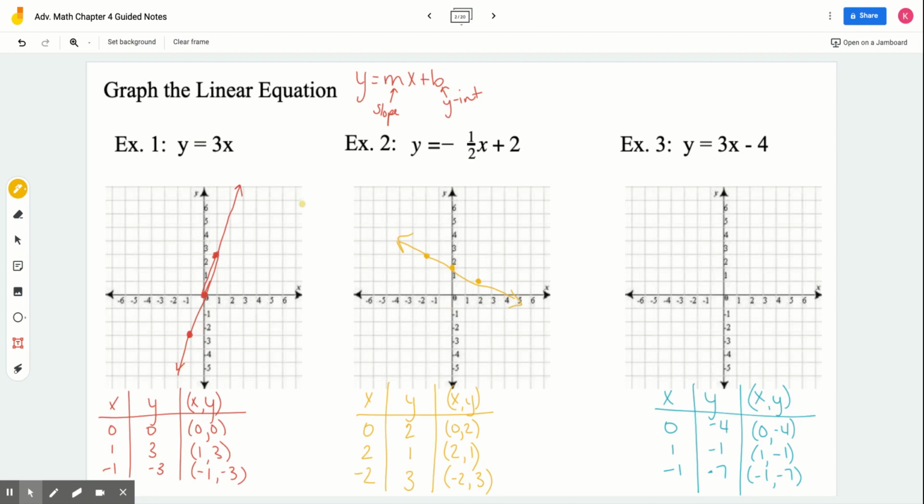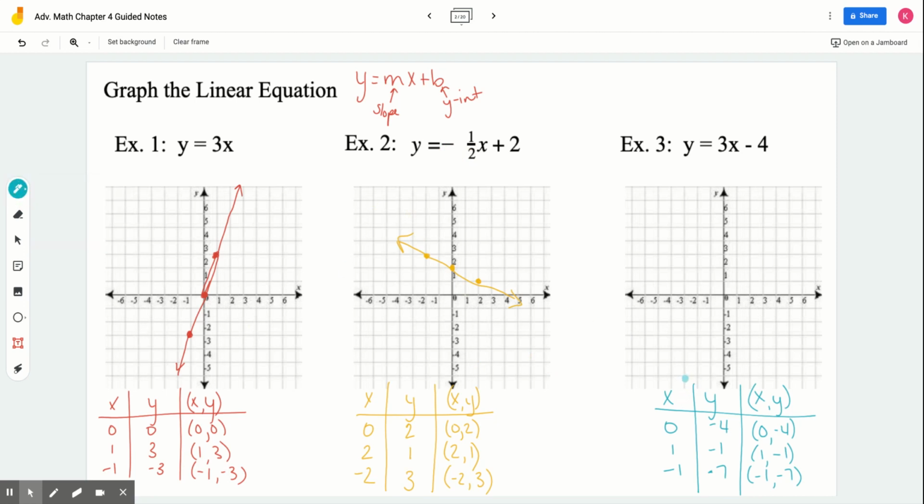Now, notice how this red line is a positive slope and this yellow line is a negative slope. So from left to right, we're going up, and from left to right, we're going down. Take a look at that m position in your equation. Here we have a 3, that's positive, so our slope is positive. In number 2, we have -1/2. -1/2 is negative, so our slope is going down.